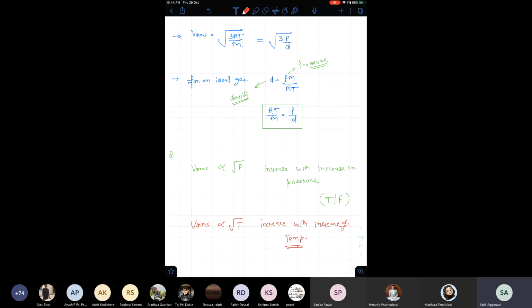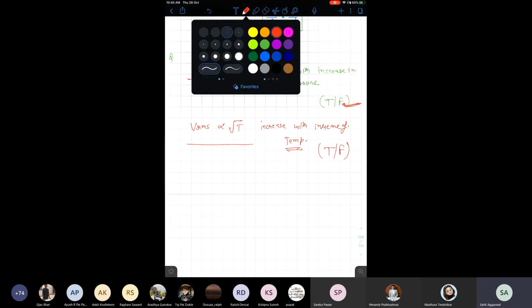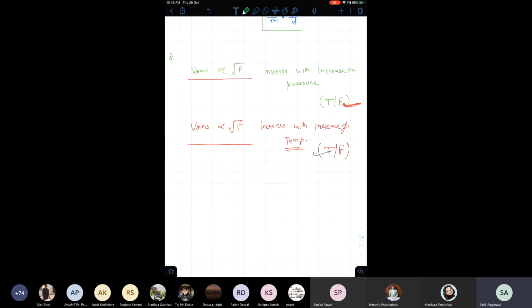ट्रू होता तो मैं आपको क्वेश्चन नहीं देता. It's clearly visible that it looks like true. बट अगर ट्रू होता तो मैं क्वेश्चन देने की जरूरत नहीं थी. आप बहुत होशियार लोग हो, आपको पता होगा ये. But this is false. VRMS velocity does not depend upon pressure because when pressure increases, density also increases.